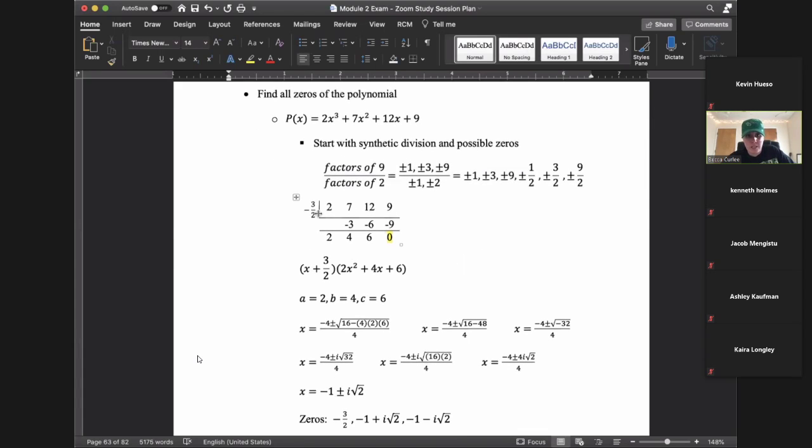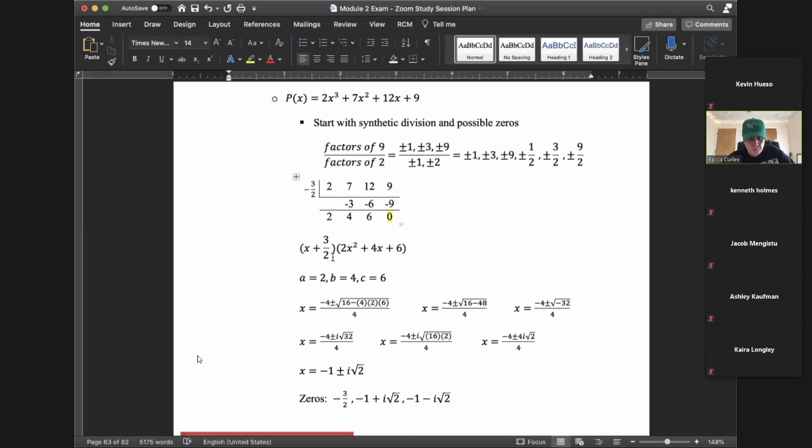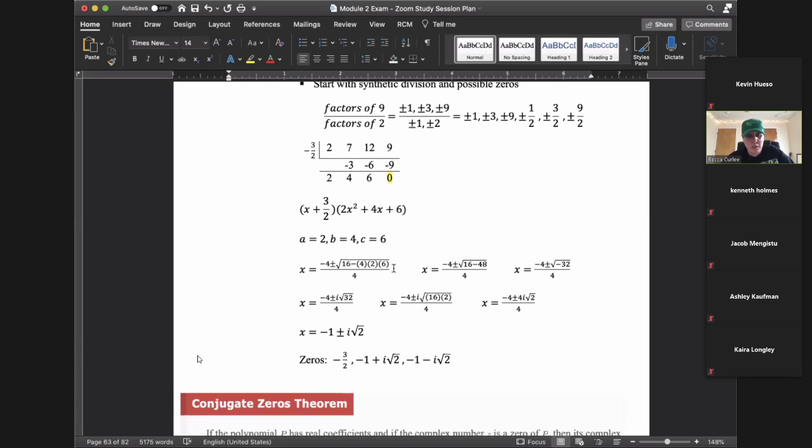Just saving some time, we find by trial and error that negative 3 over 2 is a zero. So we're going to factor it like this: x plus 3 over 2 times 2x squared plus 4x plus 6. Then we're going to use the quadratic formula, plugging in a equals 2, b equals 4, and c equals 6. Then we get negative 4 plus or minus the square root of negative 32. So we can pull i outside of that radical: negative 4 plus or minus i square root of 32.